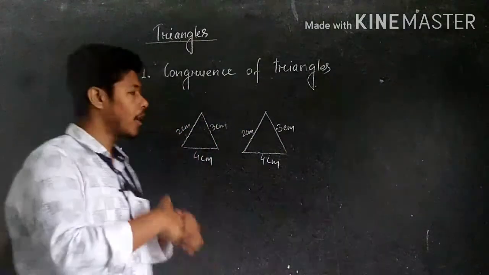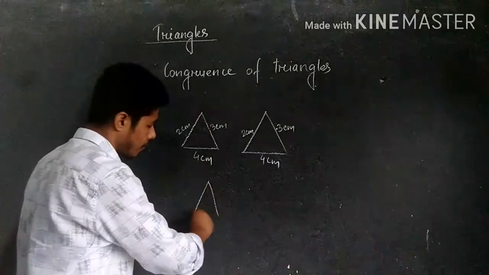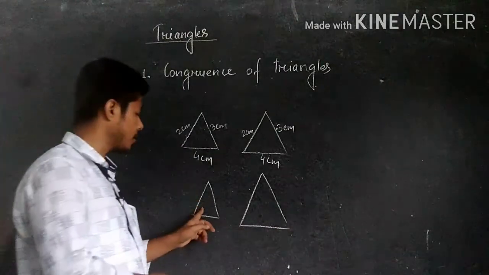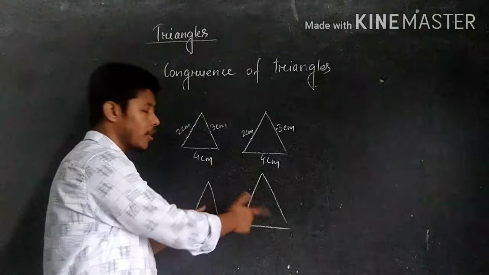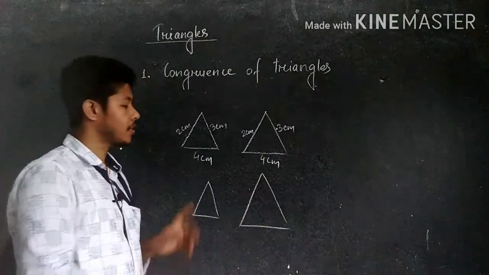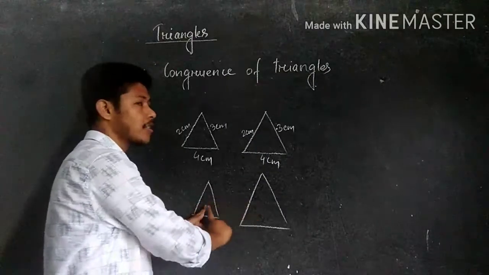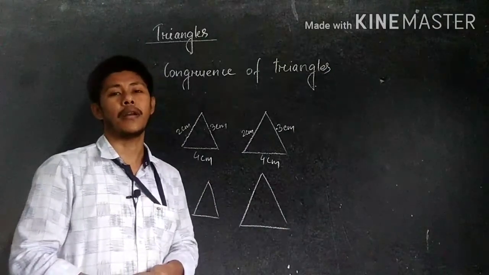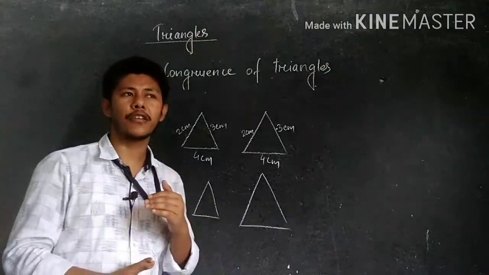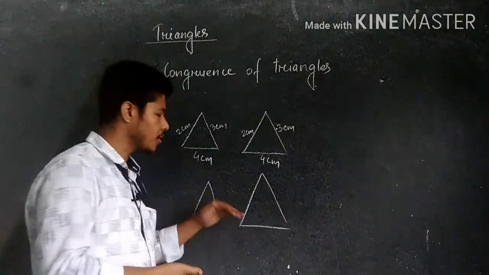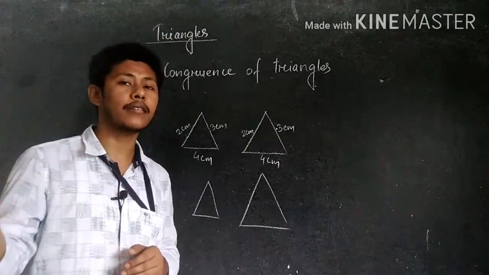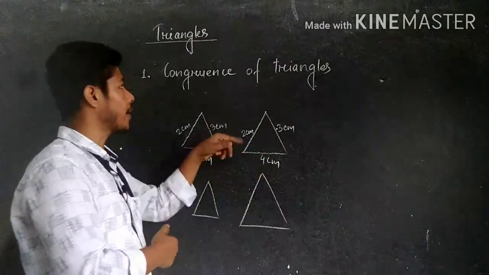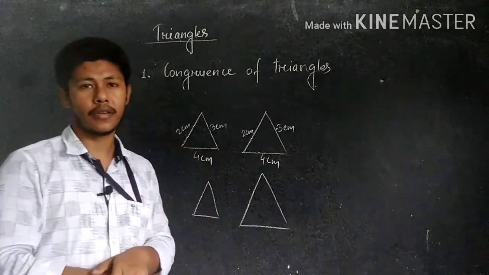Is it clear? Otherwise, if shapes are the same but sizes are different, suppose in this case one is smaller and this one is bigger. No doubt both are triangles and shapes are the same, but sizes are different, so these two triangles are not congruent. In this case we can say they are similar. This is the difference between similar and congruent. The similar part we will discuss in class 10. Here we need congruence of triangles. Is it clear?